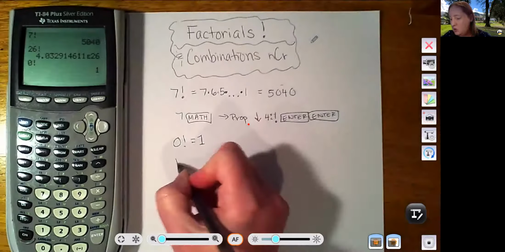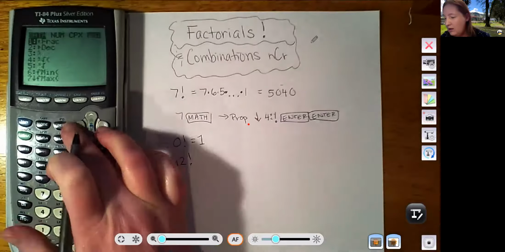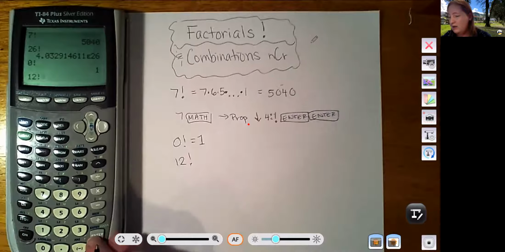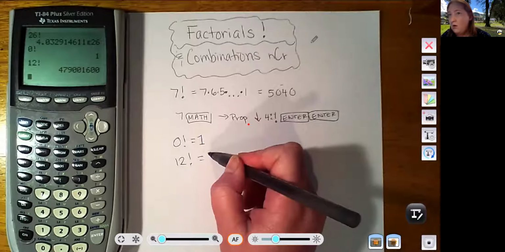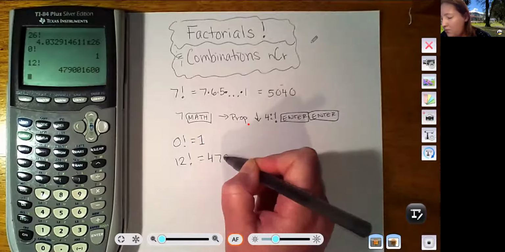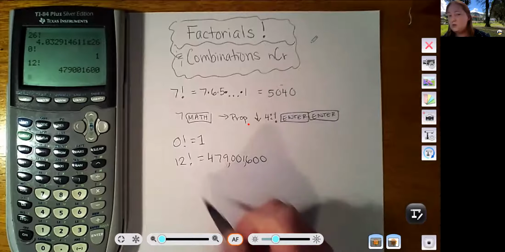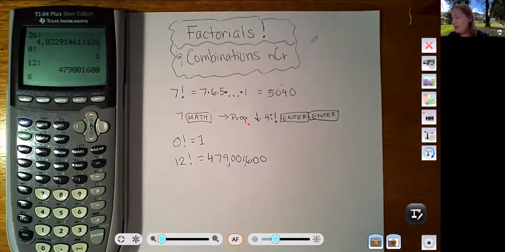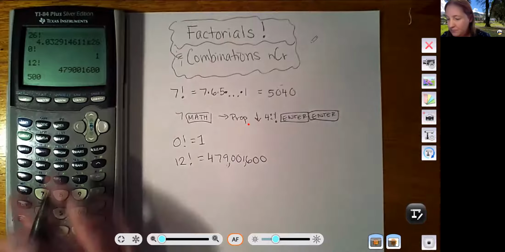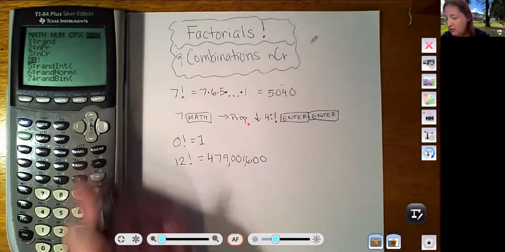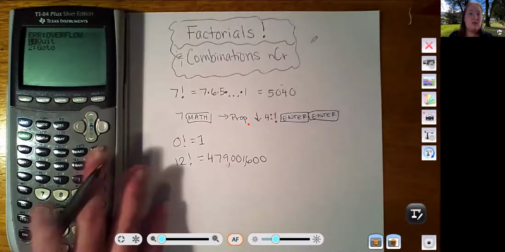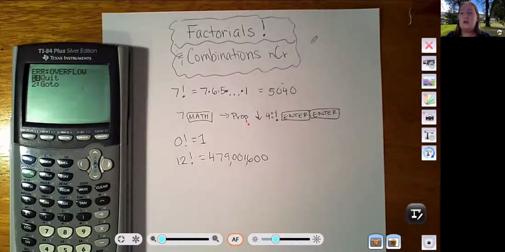I could take the number 12 factorial, and it would be pretty big there. You can see that your factorial values get big very fast. Let's try something even bigger, maybe 500. And it says overflow. It is such a large number because you keep multiplying by larger and larger numbers that it gets very big very quickly.